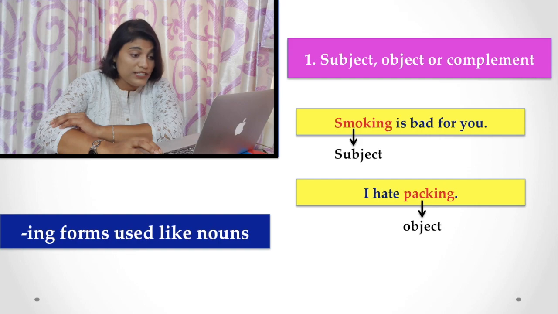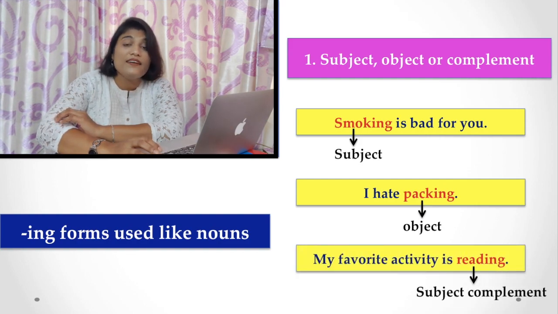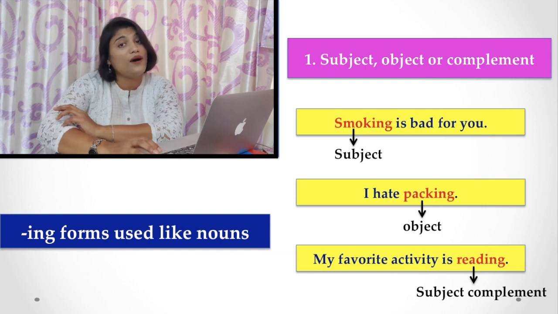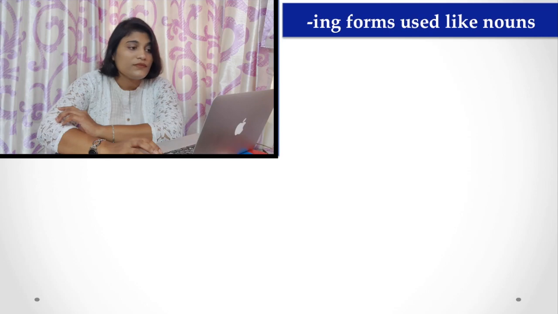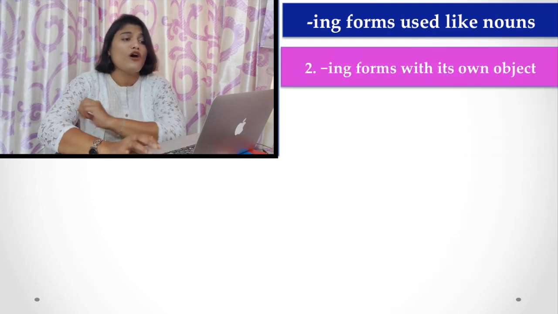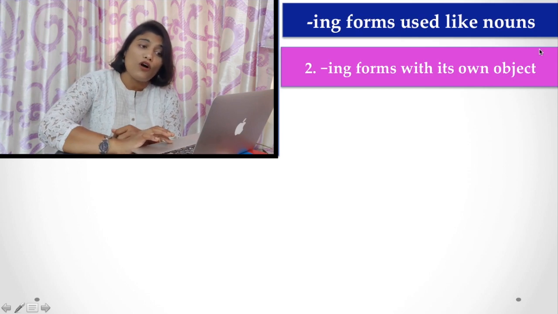Here it is an object. But my favorite activity is reading. Here the gerund, or verbal noun, is used as a subject complement. Now, ing forms are used like a noun with its own object.